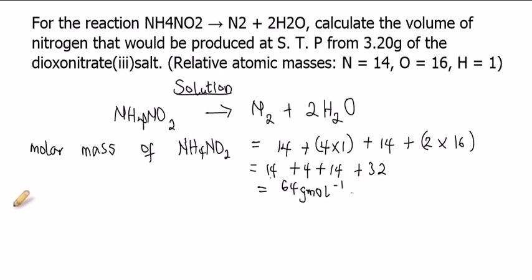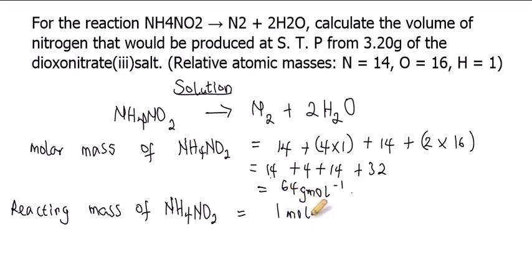For the reacting mass, the number of moles according to the equation will be the coefficient of the compound in the equation. Here it is 1 for nitrogen, while for water it is 2. We are dealing with the salt, so we have just 1. So I'll say 1 mole multiplied by 64 grams per mole, which is equivalent to 64 grams.